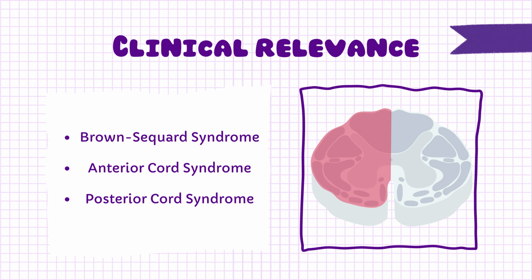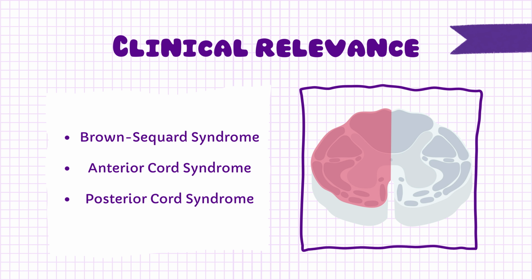First, Brown-Séquard syndrome. This is caused by a hemisection, or one-sided damage, of the spinal cord. You'll see 3 key findings. Ipsilateral loss of vibration and proprioception, from damage to the dorsal columns. Ipsilateral weakness due to damage of the corticospinal tract. And contralateral loss of pain and temperature because the spinothalamic tract crosses early in the spinal cord, so same side for motor and position. Opposite side for pain and temperature.